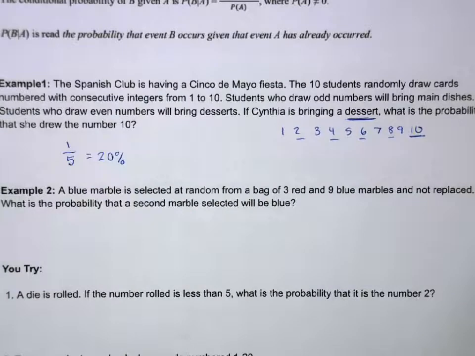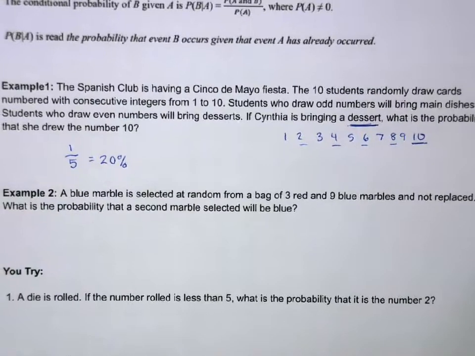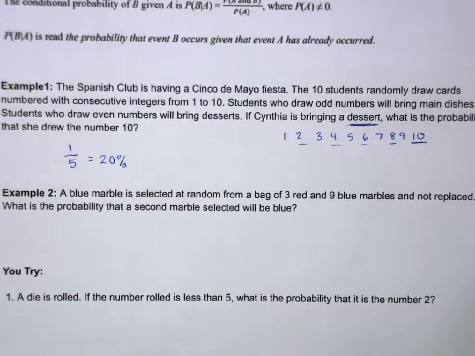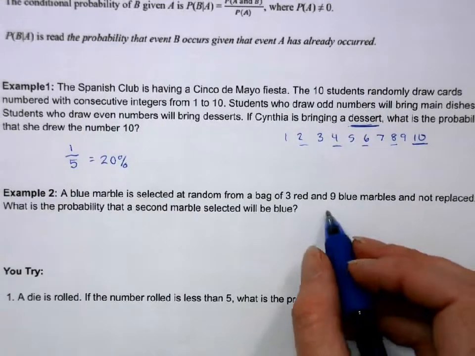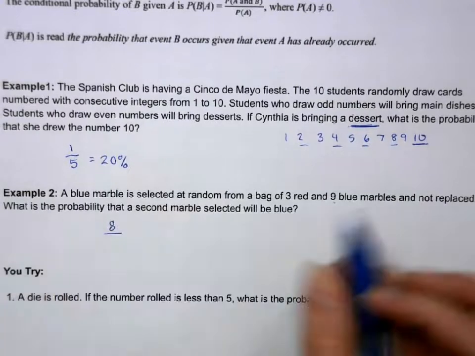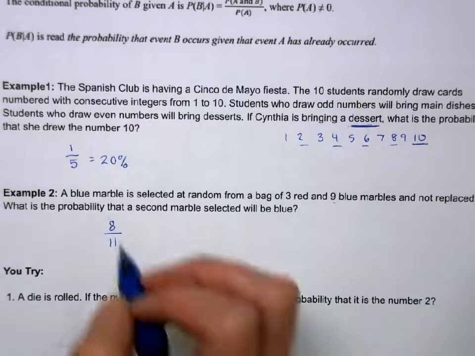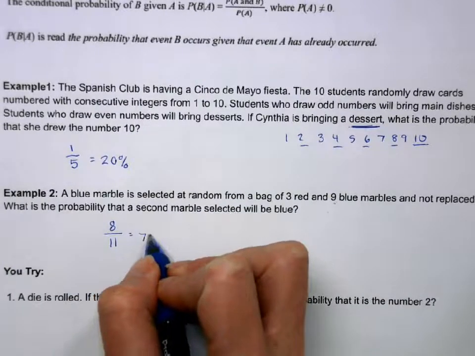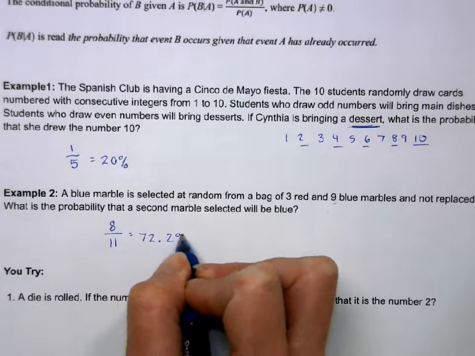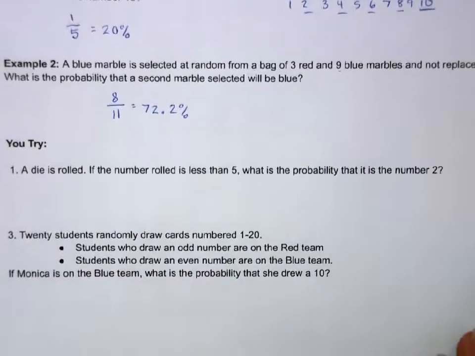A blue marble is selected from a bag of 3 red and 5 blue marbles and is not replaced. What is the probability that a second marble selected will be blue? Well, if you picked out a blue, that means of the 9, there's 8 left. There was 12 marbles, now there is 11. So this is a dependent event, for 72.2%. Okay, your time to try these two.